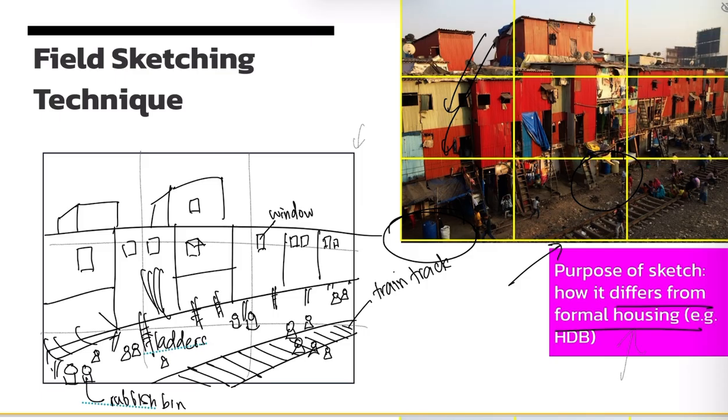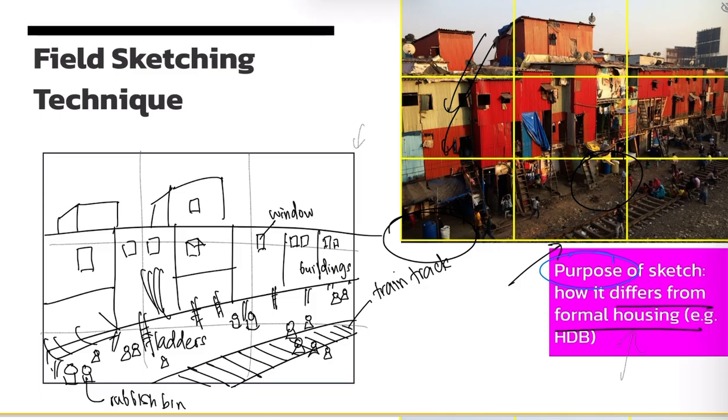Maybe I should label further the fact that these are buildings, just in case I get confused in the future. Then we go into the next set of skill, which is to annotate. Because remember, the purpose of my sketch is to show how it differs from formal housing. For instance, the fact that there's a train track here and the housing is so close to the train track, in spite of the potential noise that will be there, that is something that differs. So I would like to record this down, right?